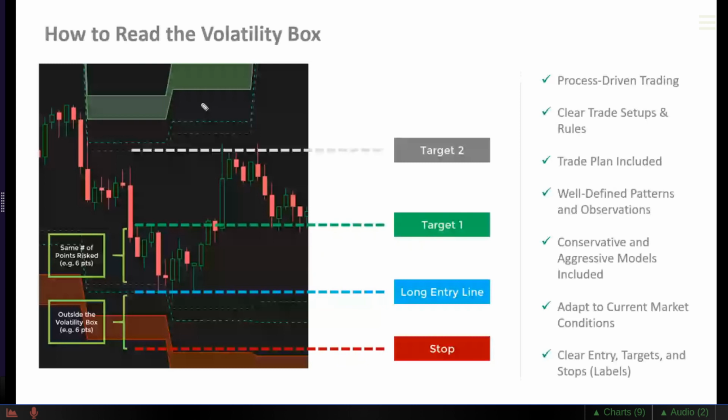Now, if you're looking to short, the lines are exactly the opposite, right? So if you're looking for a short entry, for example, your entry is at the same cyan dash lines. Your stop is outside of the volatility box.